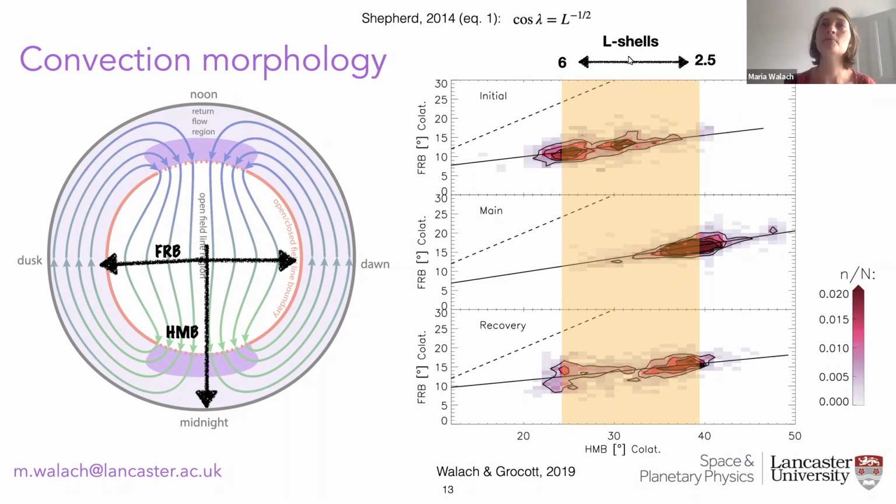But with this, we can figure out that our flow boundaries, our Heppner-Maynard boundary, sits between L shells of 6 and 2.5. Especially during the main phase, it goes to lower L shells, which means essentially that your Heppner-Maynard boundary is going to lower latitudes, so it's mapping closer in. The reason why L shells are interesting is because that's what's used by the part of the community that looks at the closed magnetosphere, so the inner magnetosphere. And one L shell tells you that at the equator, you're 1 Earth radius away from the Earth. So this really comes in quite close during the main phase.